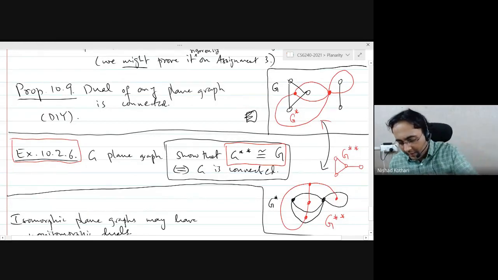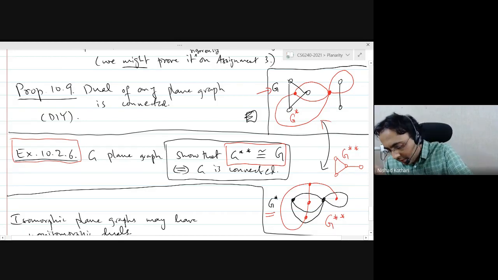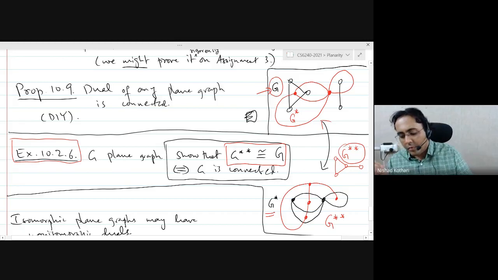Here on the right side, you have a graph G in black color. Its dual is in red. And below, I have drawn the dual in black, and its dual is in red. You can see that G star star is not the same as G. G is a triangle, K3 and K2 disjoint union, whereas G star star is a K3 and K2 identified at a vertex.